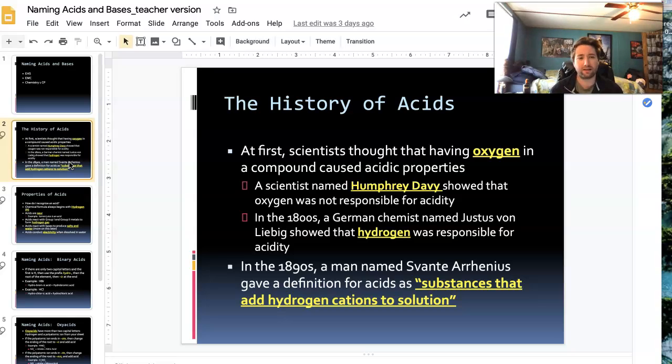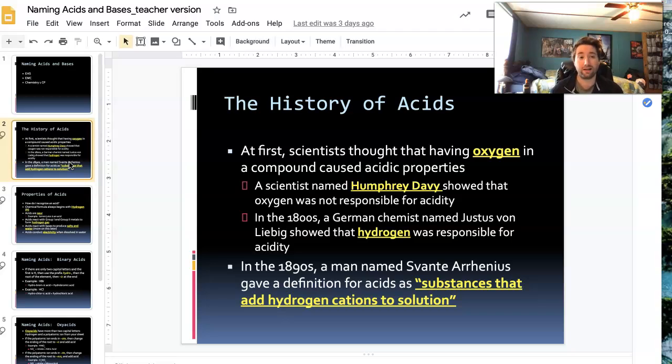All right, then the next guy, a German chemist, his name is Justus von Liebig. He showed that hydrogen, whenever you had a compound that contained hydrogen as the very first element in it, was responsible for acidity. So he took a ton of compounds that had H at the very beginning, like HCl or HF or HO2, and he showed that all of those caused the pH to go down and all of those had acidic properties.